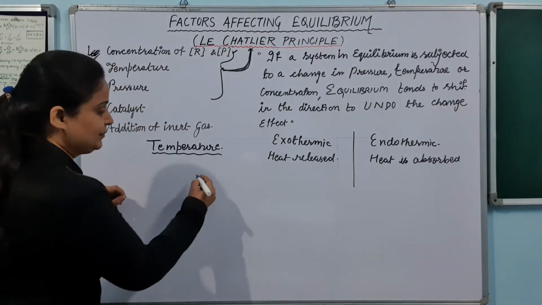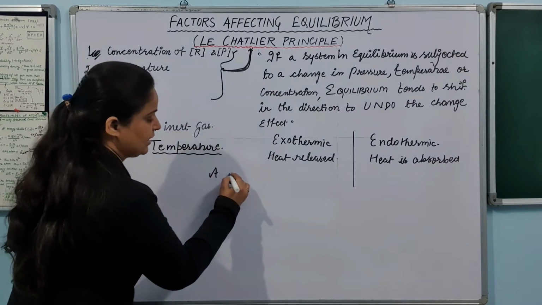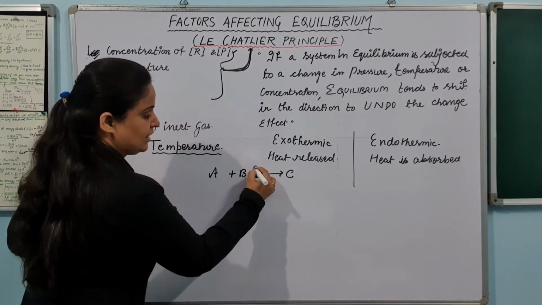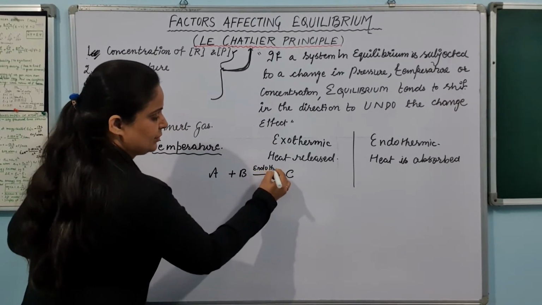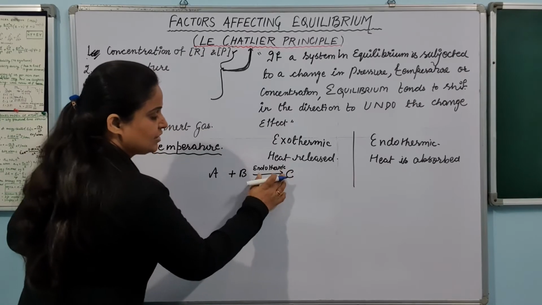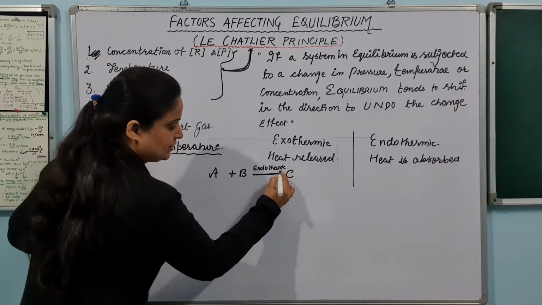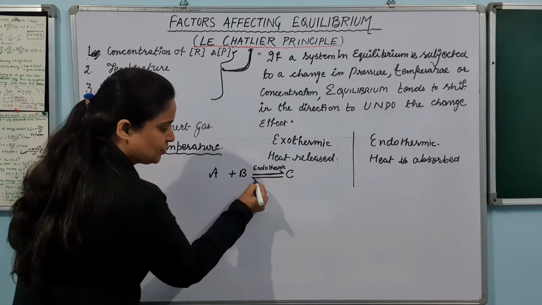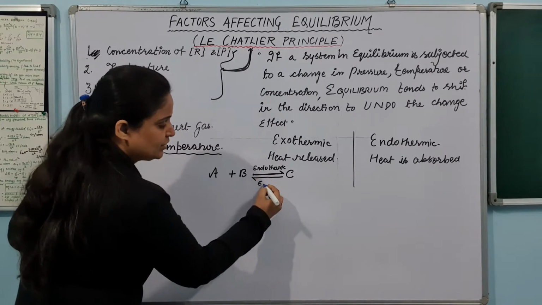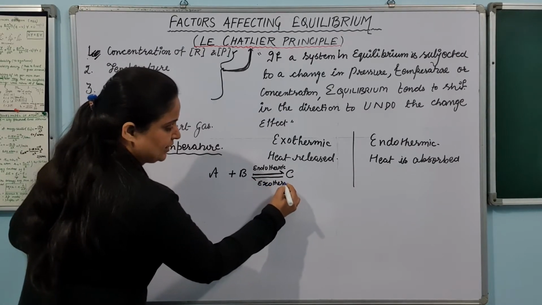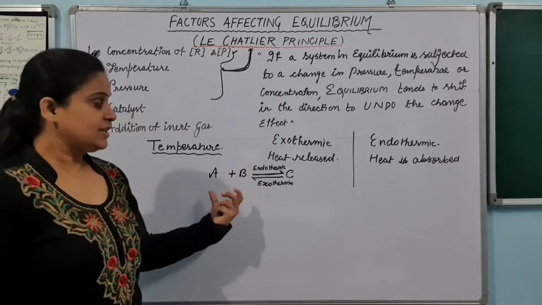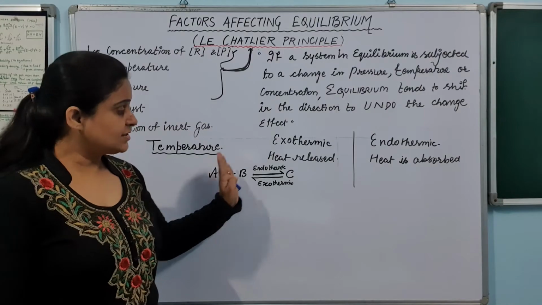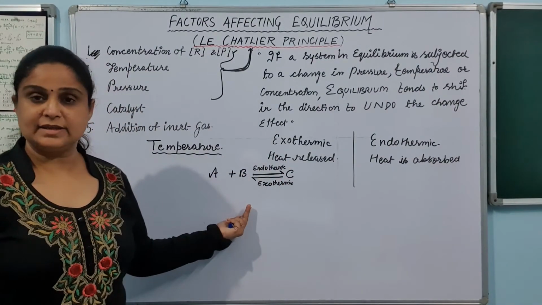For example, if there is a reaction A plus B equals C, and this is exothermic in nature, then obviously the opposite reaction will be endothermic. So these two reactions are opposite in nature. If energy is consumed in this direction, energy will definitely be released in the opposite direction.